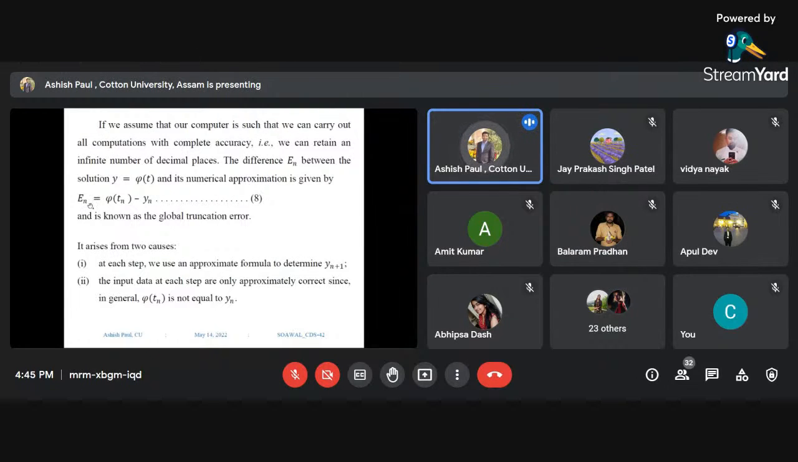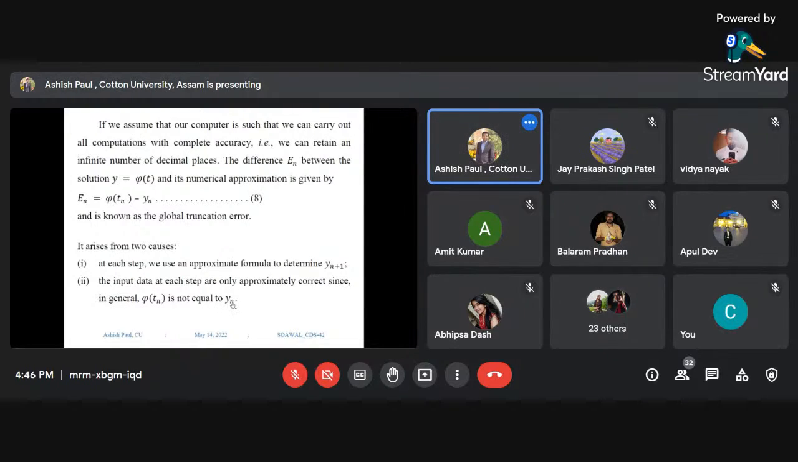But this is not the only error. One more error is there, that is the round off error, because our computer cannot calculate an infinite number of digits. Now this global truncation error arises because at each step we use an approximate formula to determine yn plus 1, and the input data at each step are only approximately correct, since in general phi of Tn is not equal to y.